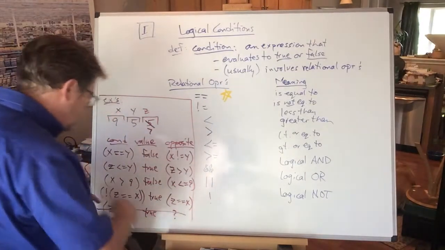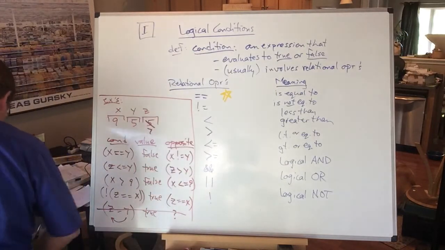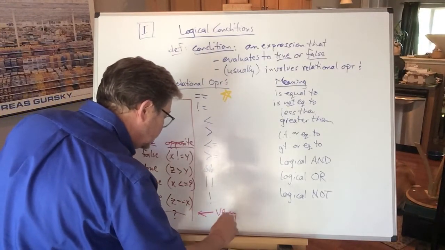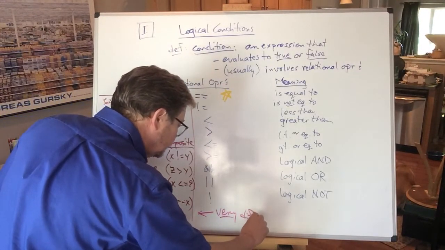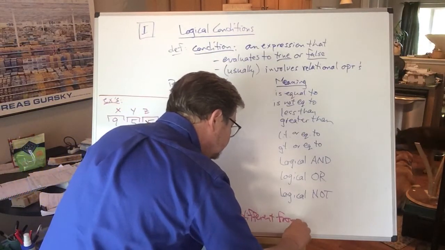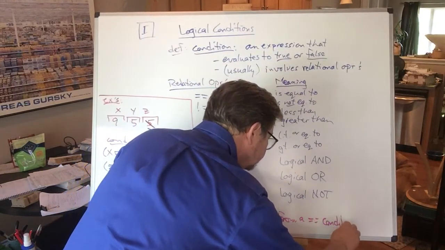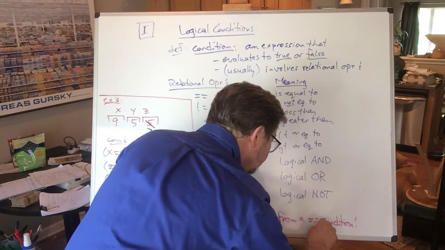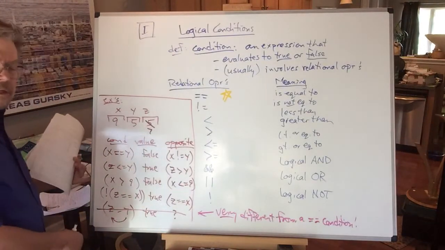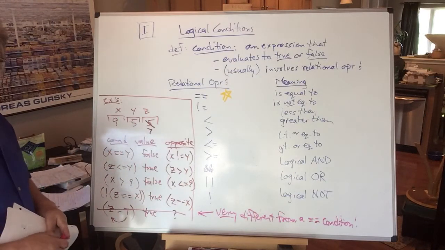I will put a note down here. Let me see if I can get an alarming red or hot pink. That's pretty alarming. Very different from a double equals condition. Very different. I don't even think they're first cousins. This assignment statement looks perilously like a condition that's testing to see whether or not z is already equal to 7, but it does no such thing.